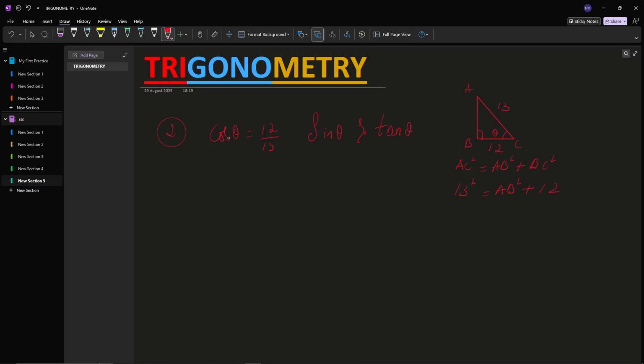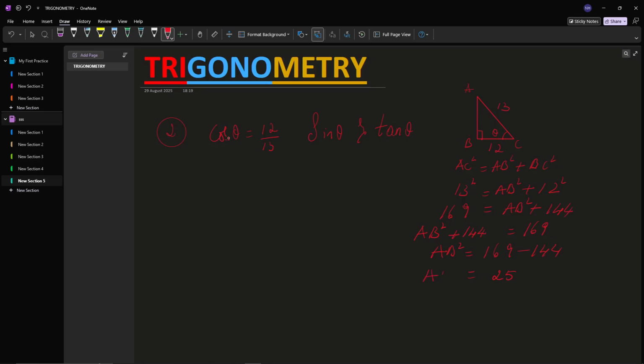Plus BC square. BC square is going to be 12 square. So 13 square is 169. AB square plus 12 square. 12 square is 144. Now as I told you, make this as a habit. Whatever you find out, always keep it on the left hand side. You'll be comfortable in shifting or dividing or multiplying. AB square is equal to 169 minus 144. So that gives you 169 minus 144 is going to give you 25.